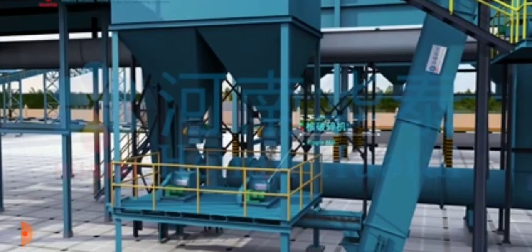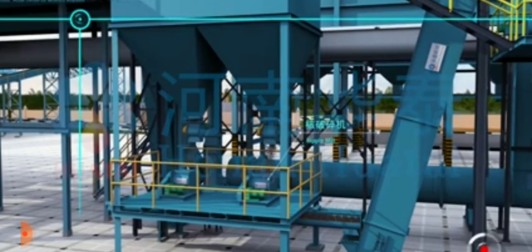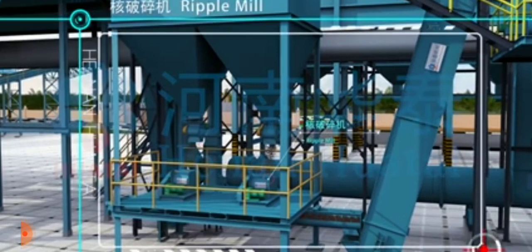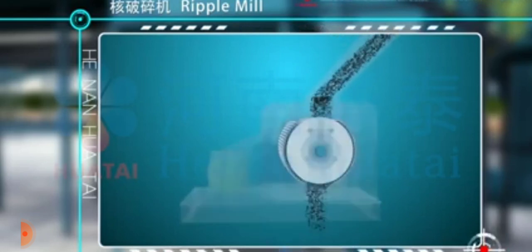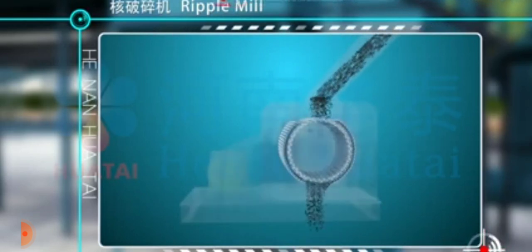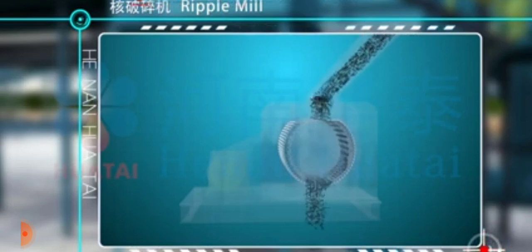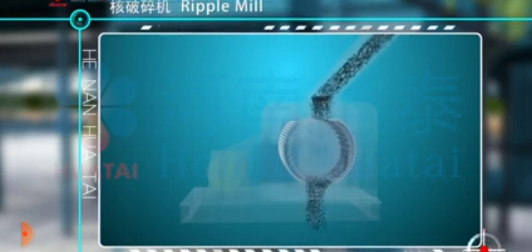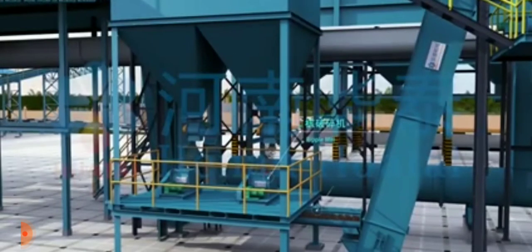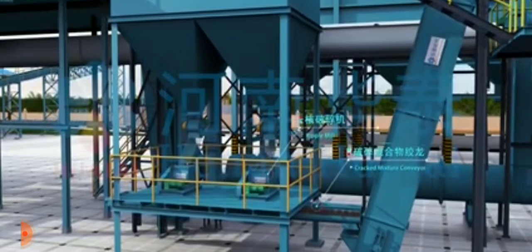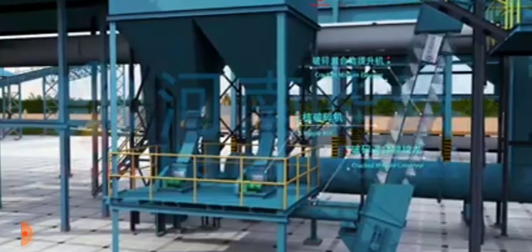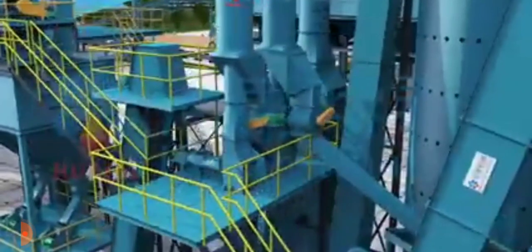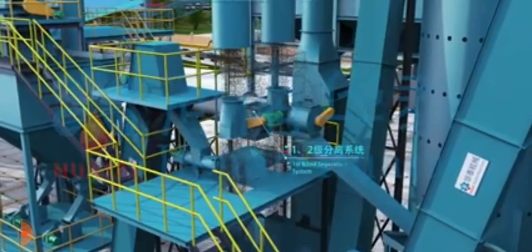Crack it with the ripple mill. Nut enters the cracker, which utilizes relative motion between cracking rollers and the cracking wall to crack nut and guarantee the integrity of the kernel. Cracked nuts are separated into shell and kernel. A cracked mixture conveyor and a cracked mixture elevator convey it to the first and second separation system.